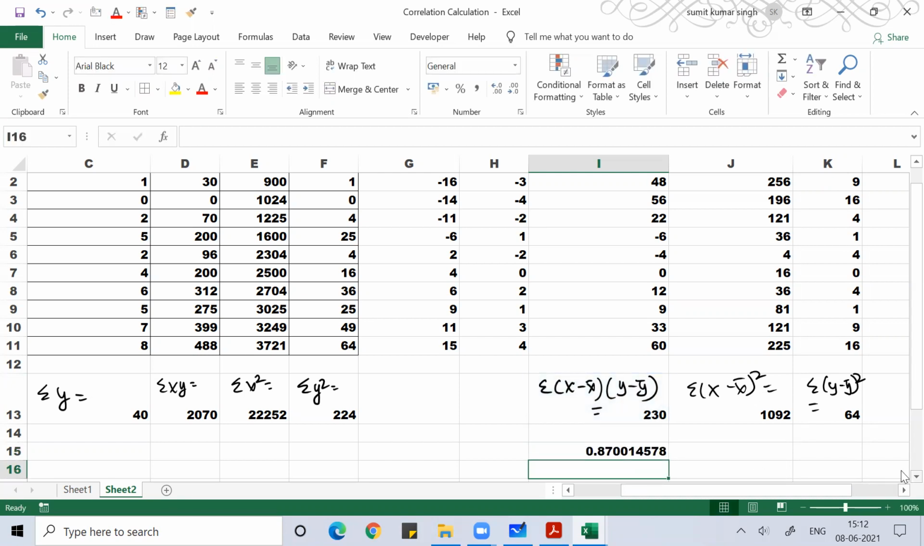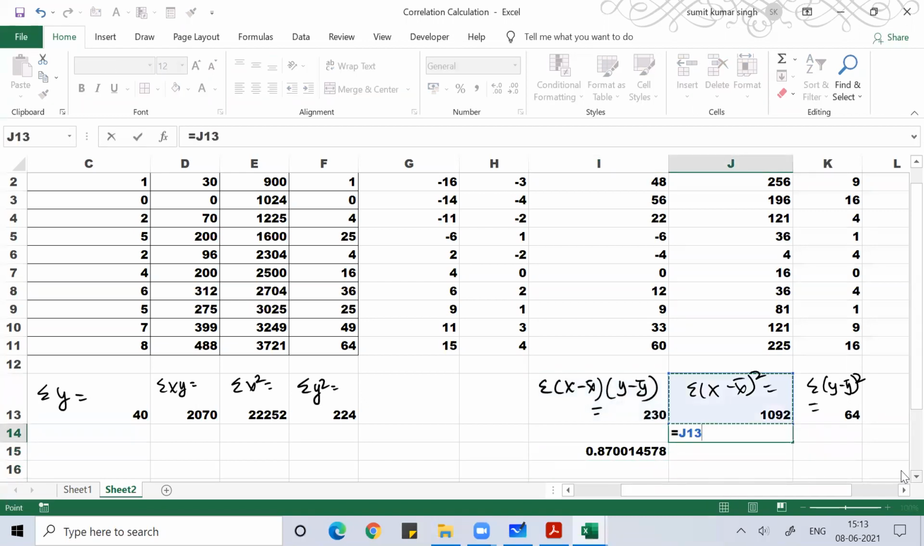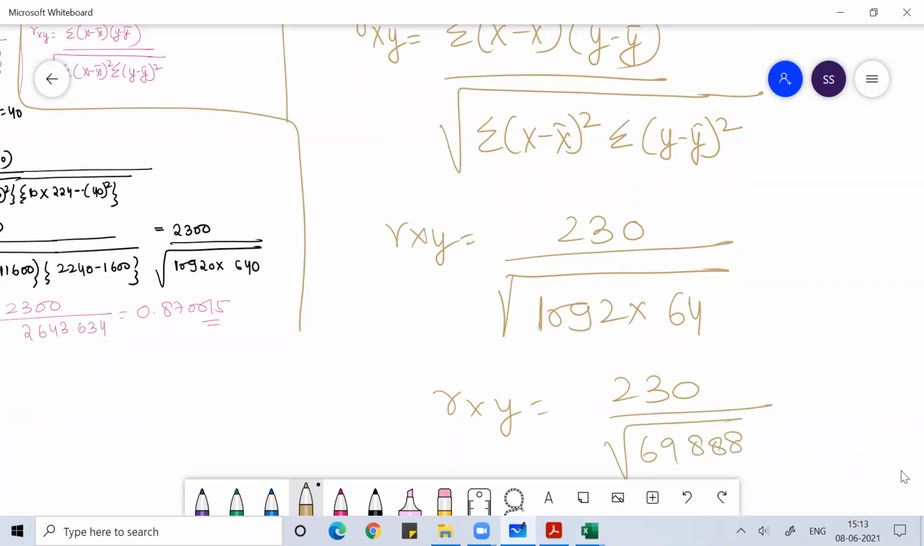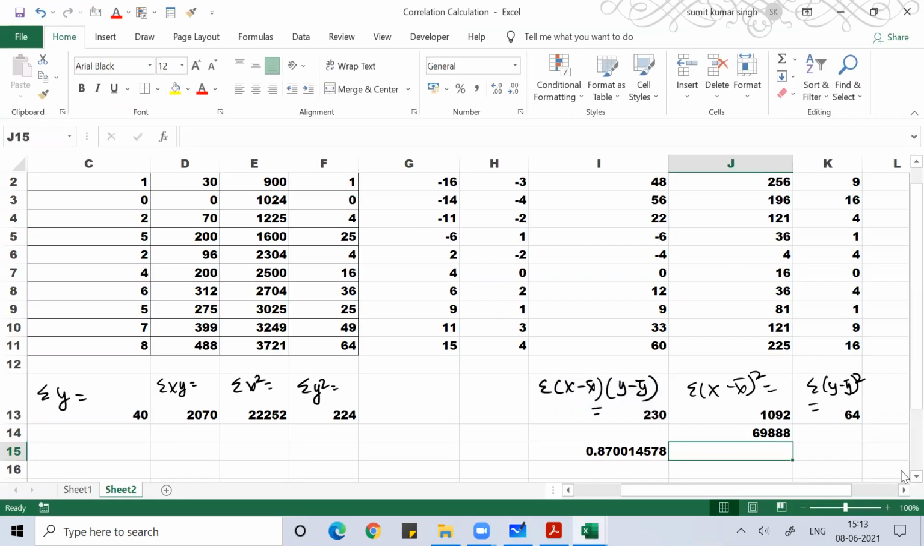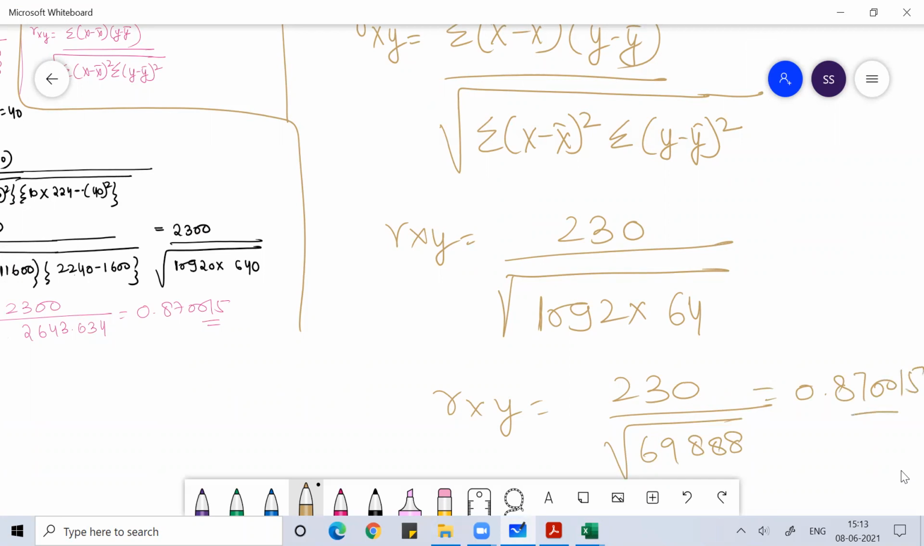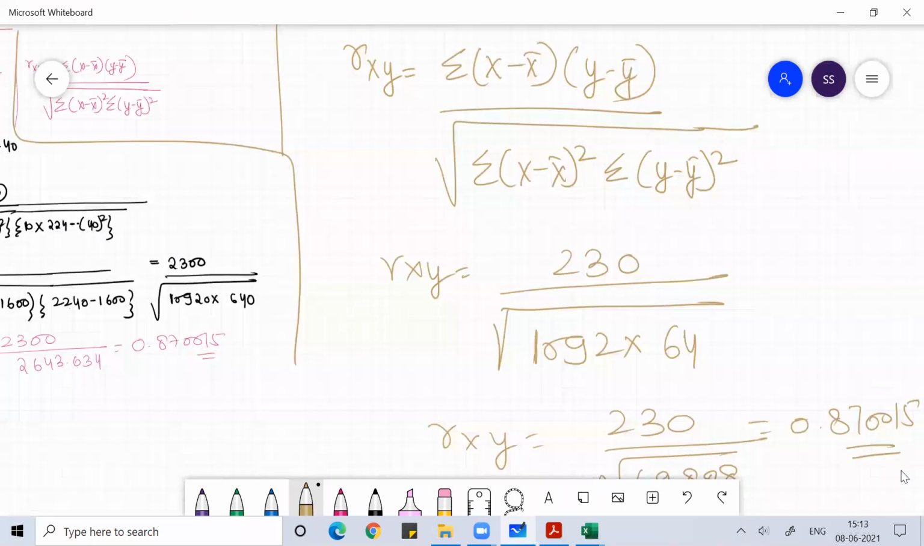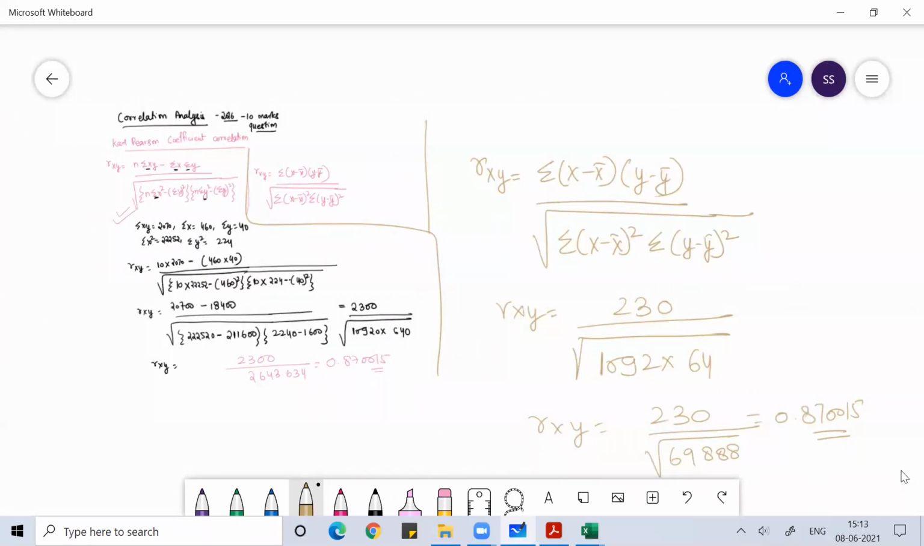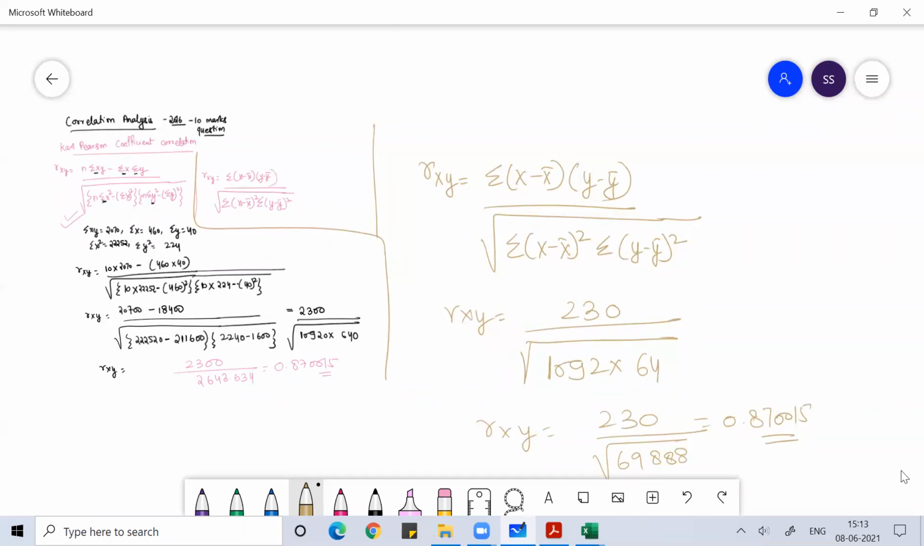You can see the same answer. Earlier it was 0.870015. This is 0.870015. So if you round it off, you'll get 0.870015. So you can understand. 69888, 0.870015. Clear, everyone? So you do it anyhow, you will get the same answer only. Anyone, any doubt, any question?